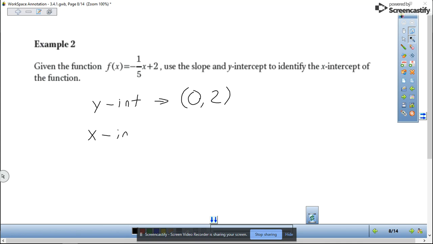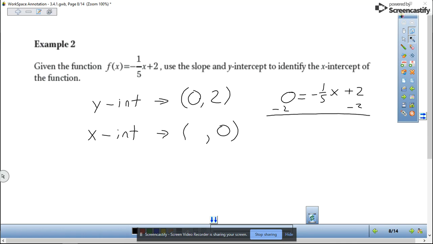So what do we know? We had this conversation before. What do we know about an x-intercept? It's when y equals 0. So we take our function and we plug in 0 for f of x. So 0 equals negative 1/5 x plus 2. Now I need to solve that for x. So we subtract 2 once on each side.